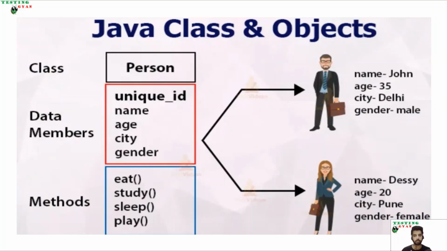Now let's talk about objects. Here I have taken two objects: one is this man, another one is this woman. For both of them I have defined data members, and for both of them I can call the methods of this class. So I hope classes and objects are clear now.